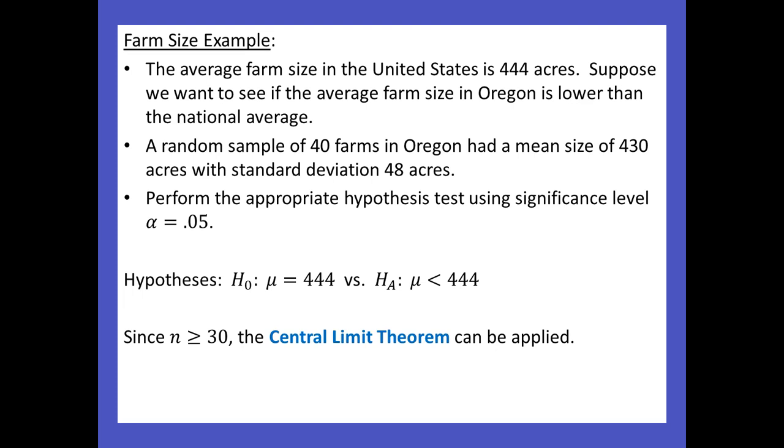The second bullet point, we have our sample data, 40 farms, so n equals 40, and then we have x bar and s in there, 430 and 48 respectively. So since n is at least 30, we can apply the central limit theorem so we don't have to worry about looking at a histogram of the sample here.